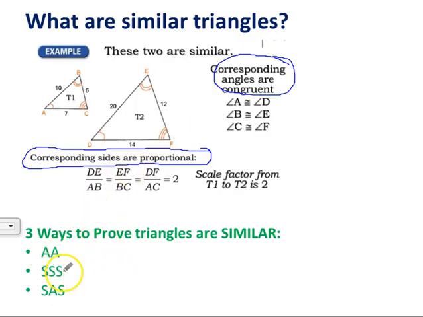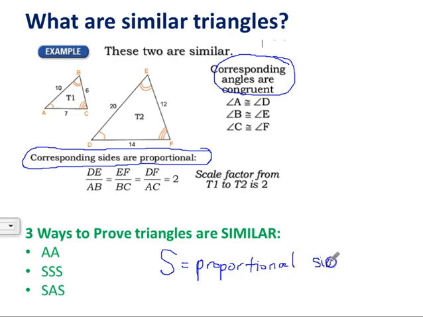Before, when we used side, side, side, all the corresponding sides had to be congruent. That is not true when we're proving triangles are similar. The corresponding angles being congruent doesn't change. But the only thing that changes is when you see the side, that's going to represent proportional sides now.